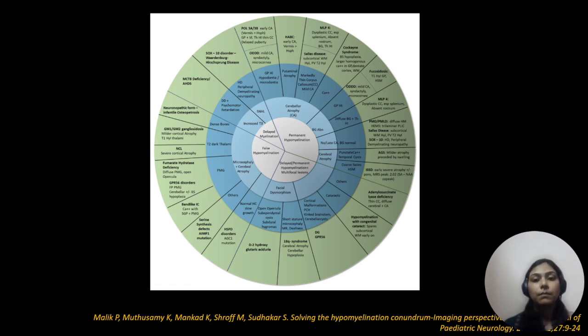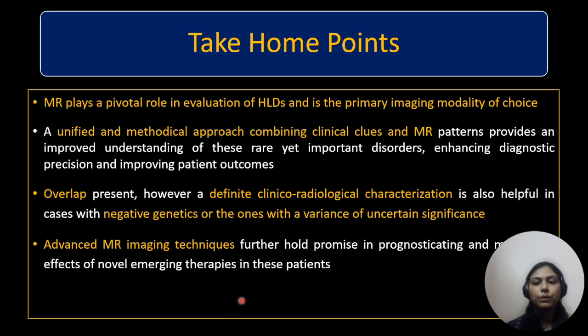A similar algorithm, which is more comprehensive, has also been given in this wonderful article, and we can refer to this as well while reporting hypomyelinating leukodystrophies. To conclude, MR plays a pivotal role in the evaluation of hypomyelinating leukodystrophies and is the primary imaging modality of choice. A unified and methodical approach combining clinical clues and MR patterns provides an improved understanding of these rare yet important disorders, enhancing diagnostic precision and improving patient outcomes.